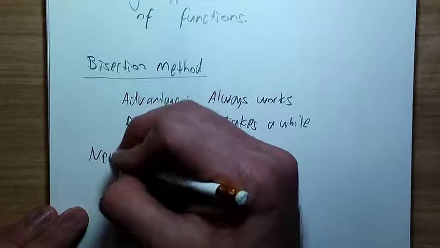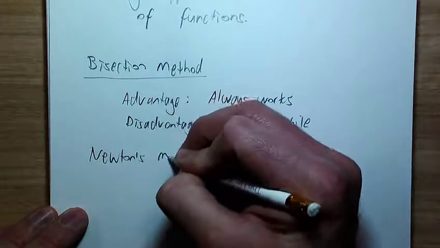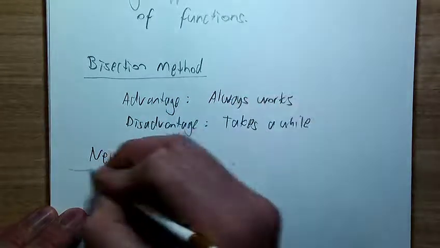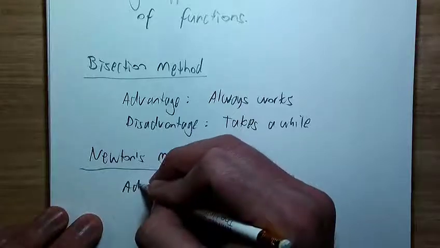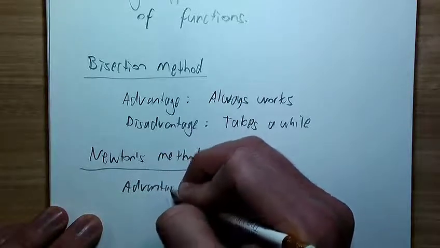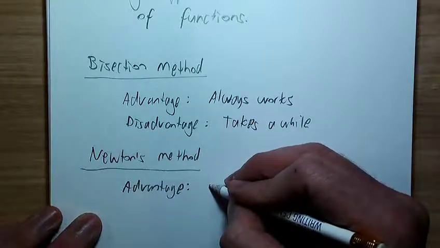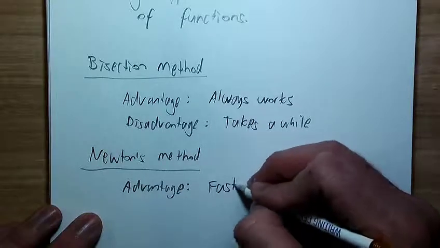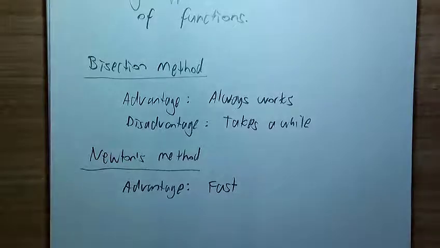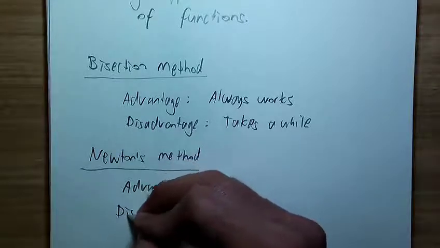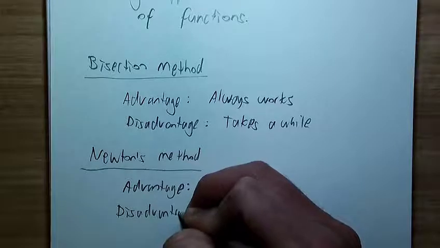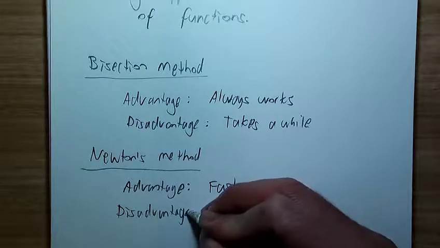Newton's method has an advantage that it's very fast. You only have to do it a couple of times to get to a really quite high level of accuracy. And it has a disadvantage that sometimes it doesn't work.